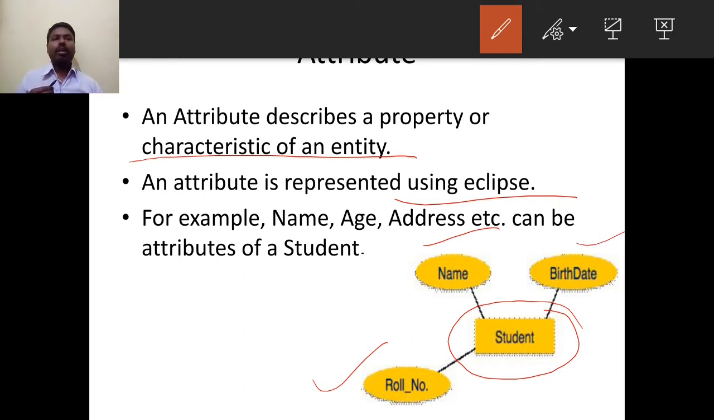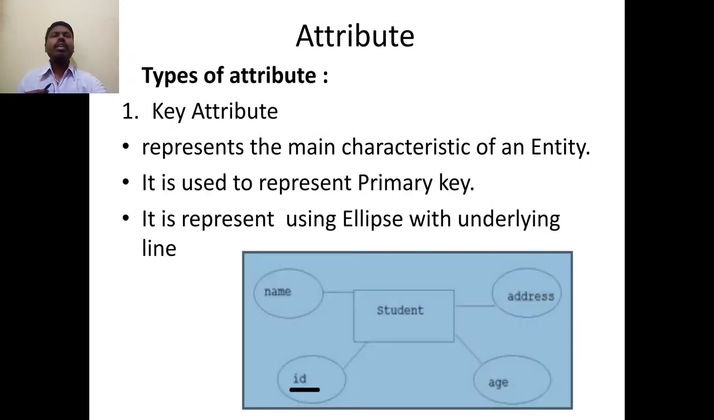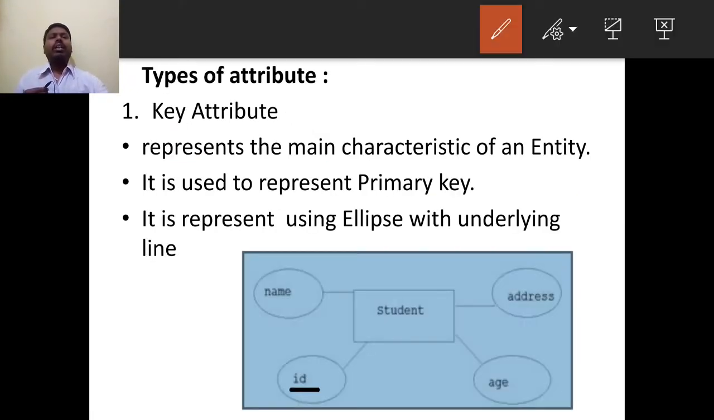So what is an attribute? An attribute describes the characteristics of an entity. How do we represent it? We represent it using an ellipse. Next, there are two types of attributes in this entity relationship diagram.